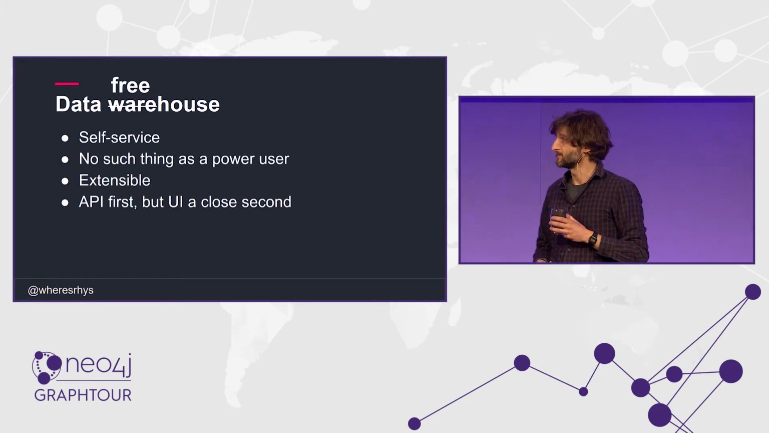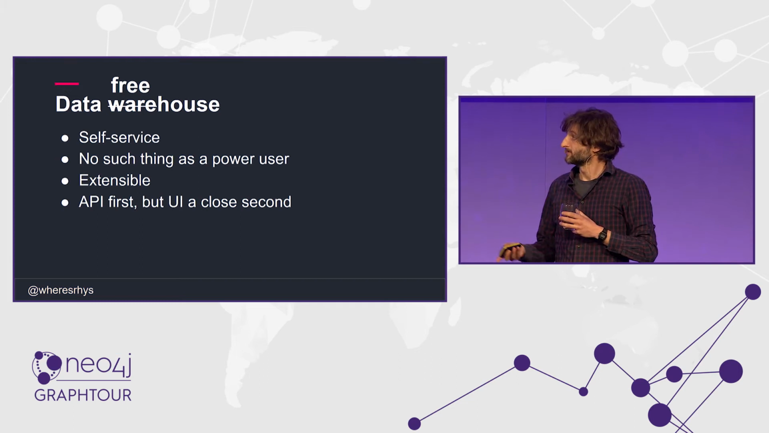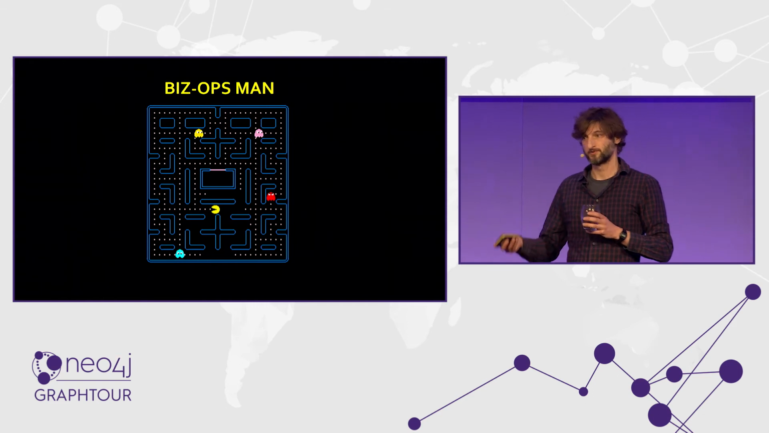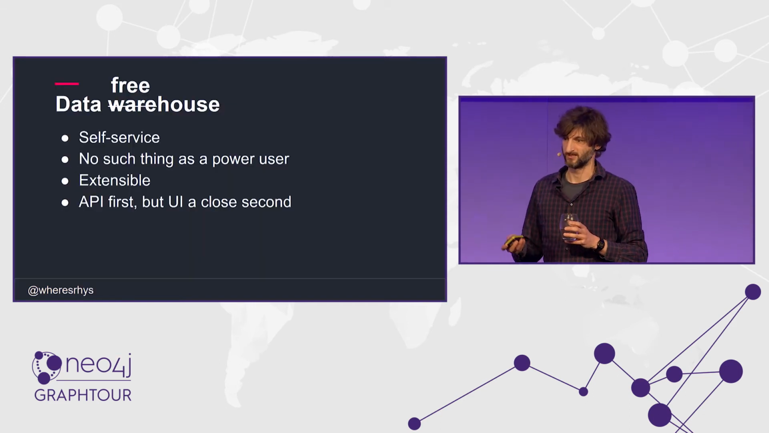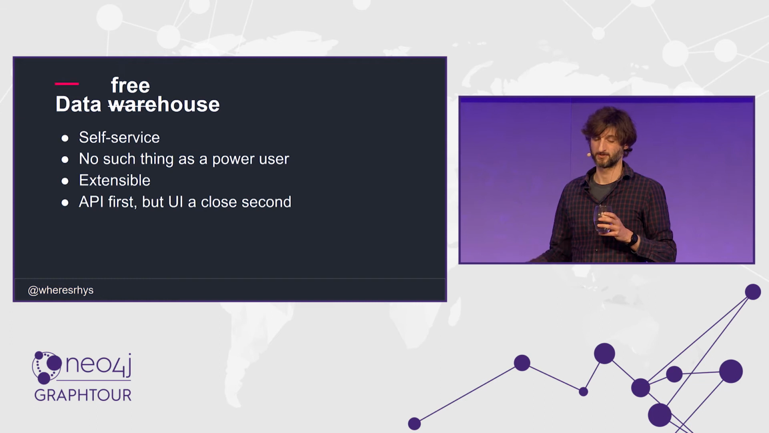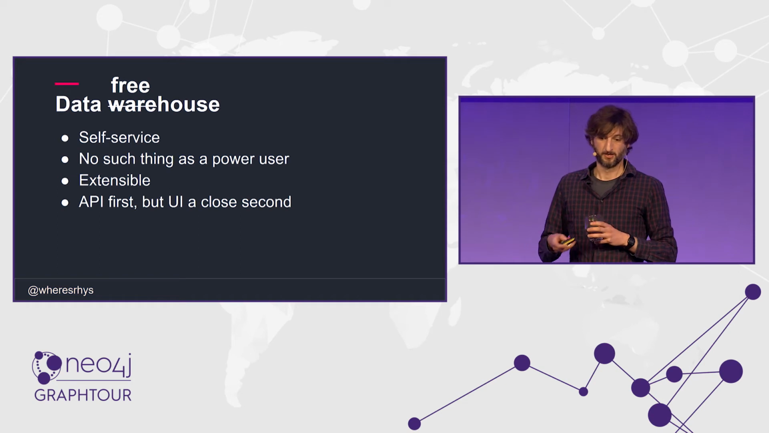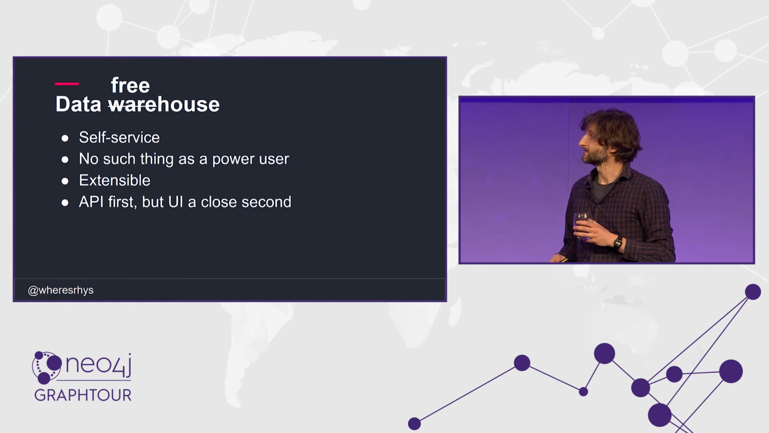We want it to be extensible, so the idea that BizOpsMan is going to swallow the entire company. When people want to model new stuff, we want that to be natural. That's just part of the platform. We can add things to it. And we want it to be API first, so our developers can build stuff on top of it. But also, not everyone who's interested in the data is going to be a developer, so we want to provide UIs that give people access to the data.